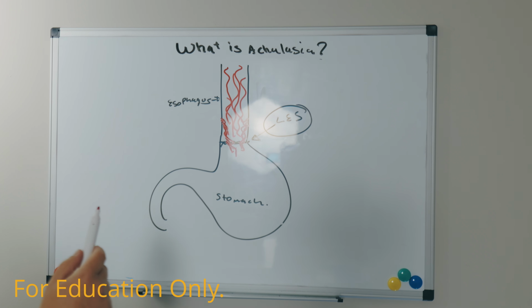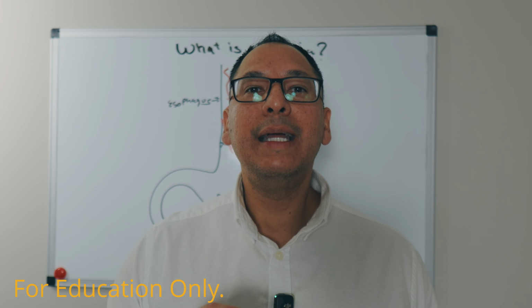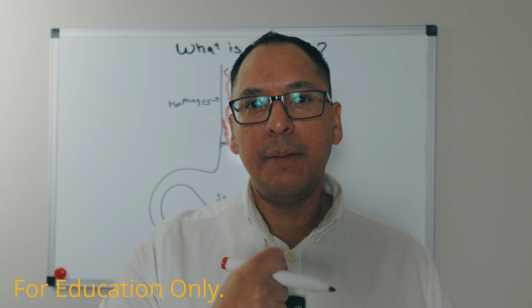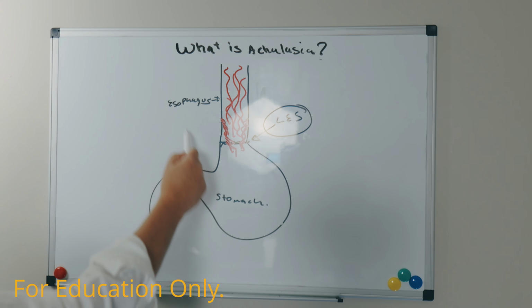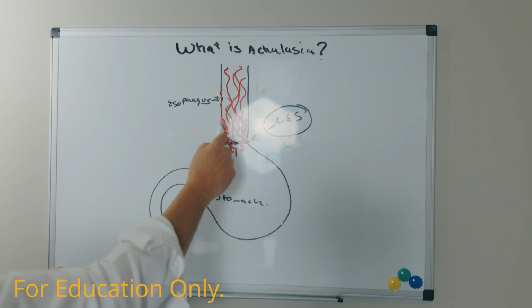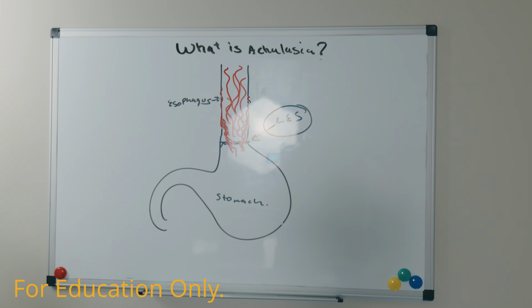What are some of the most common symptoms of achalasia? Some of the most common symptoms are esophageal dysphagia, which is trouble swallowing, vomiting of undigested food, unintentional weight loss, and sometimes chest discomfort in the middle of the chest. And it does make sense because this area right here is going to be inflamed and irritated.